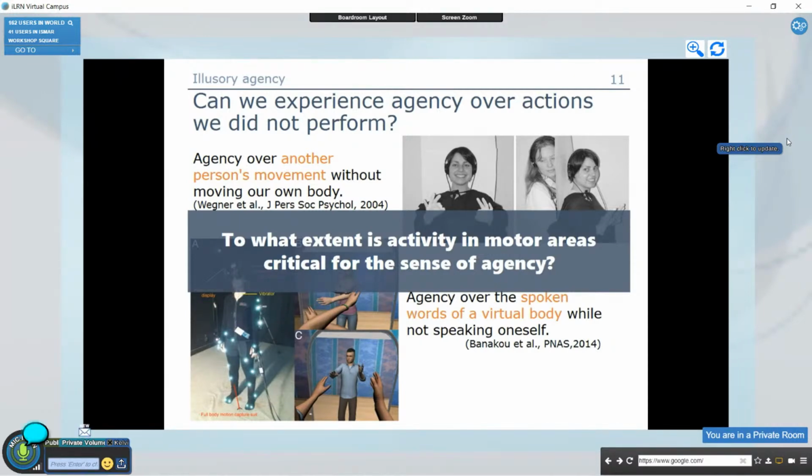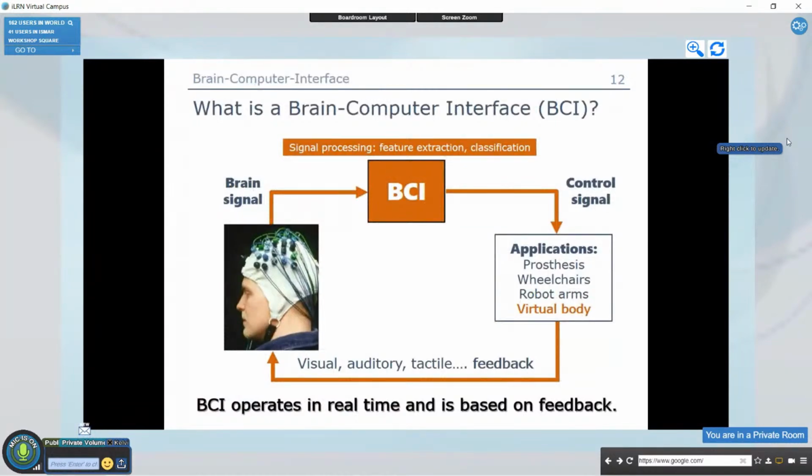There are further examples in which brain activity is not directly controlling a body movement, but indirectly through a brain-computer interface. A brain-computer interface, or BCI, is basically a feedback loop in which the brain signal is processed online and transformed into an output signal that can be sent to any device, for example, a prosthesis, a wheelchair, or like in our case, a virtual body. And the device then sends feedback back to the user. There are different protocols of such BCIs. Among others, some exploit the activity of sensory motor areas and others activity of visual areas.